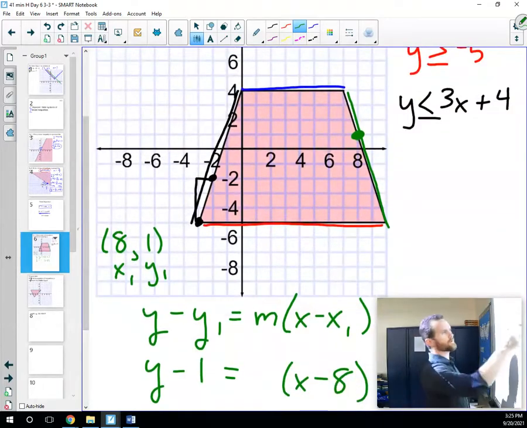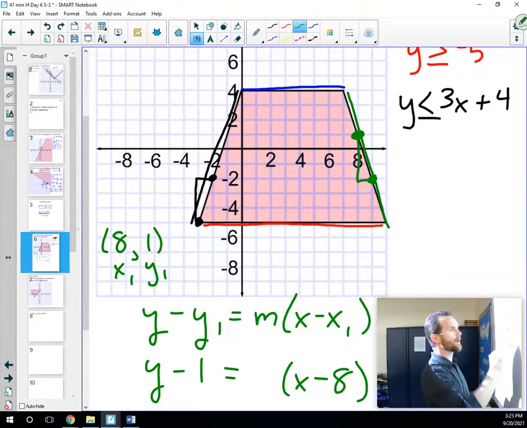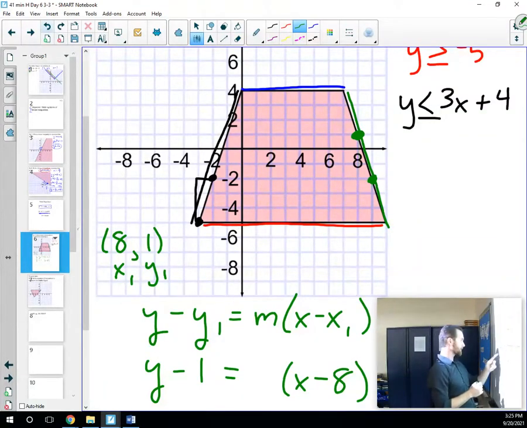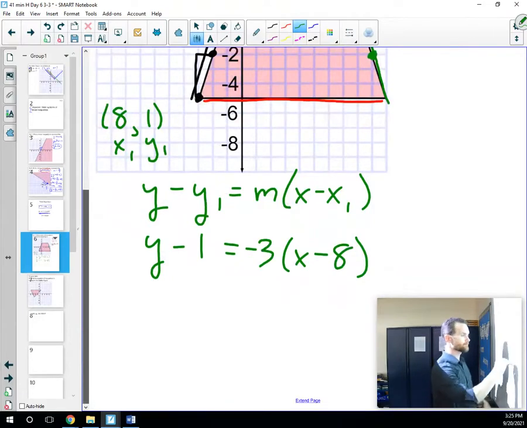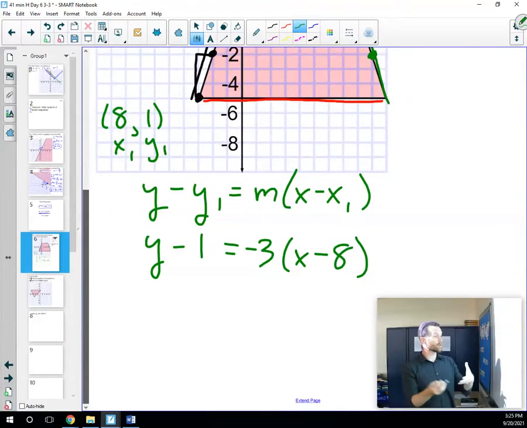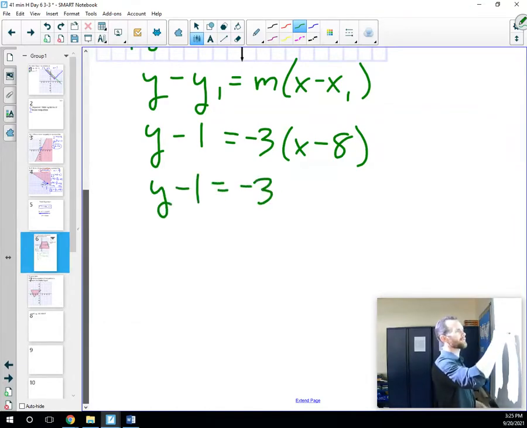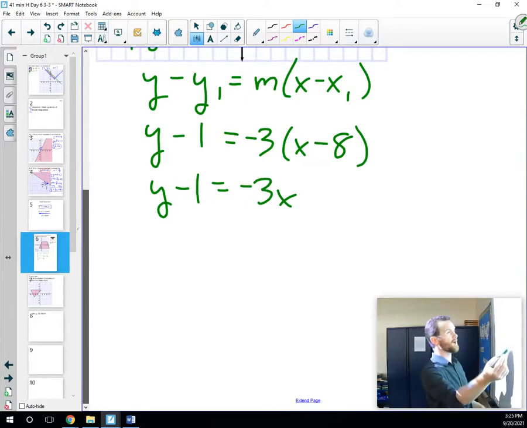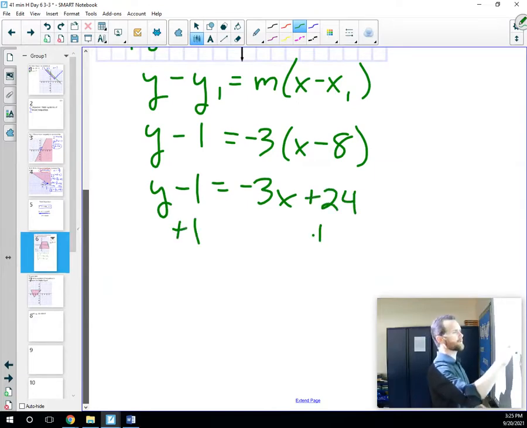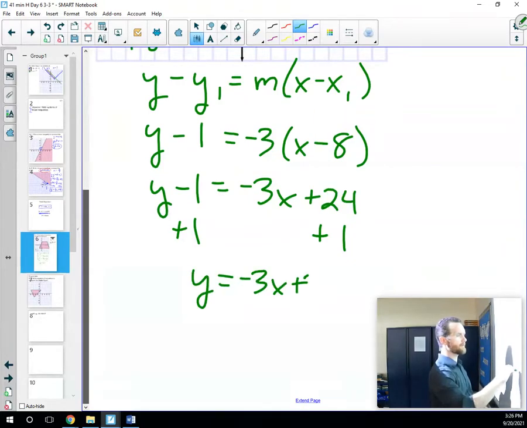Let's find another good point. This one looks good. So that looks like it's down 3 and right 1. Let's do that again. Down 3, right 1. Yeah, so that would be a -3. So that's our slope. Now we're just going to do a little distributing, get y by itself. So we can write this as an inequality. So it's y minus 1 equals -3x. -3 times -8 is positive 24. Add 1 to both sides, and we get y equals -3x plus 25.